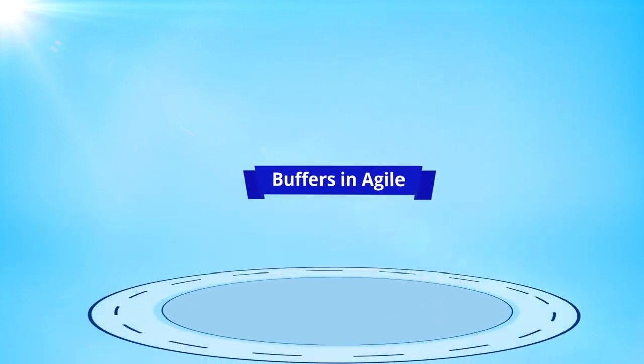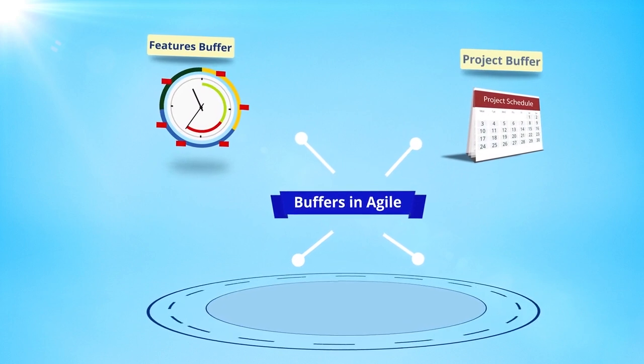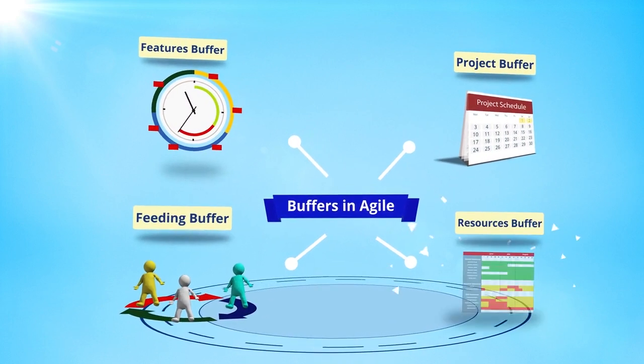In summary, there are 4 common types of scheduling buffers you can use in your Agile project. They are feature buffers, project buffers, feeding buffers, and resources buffers.